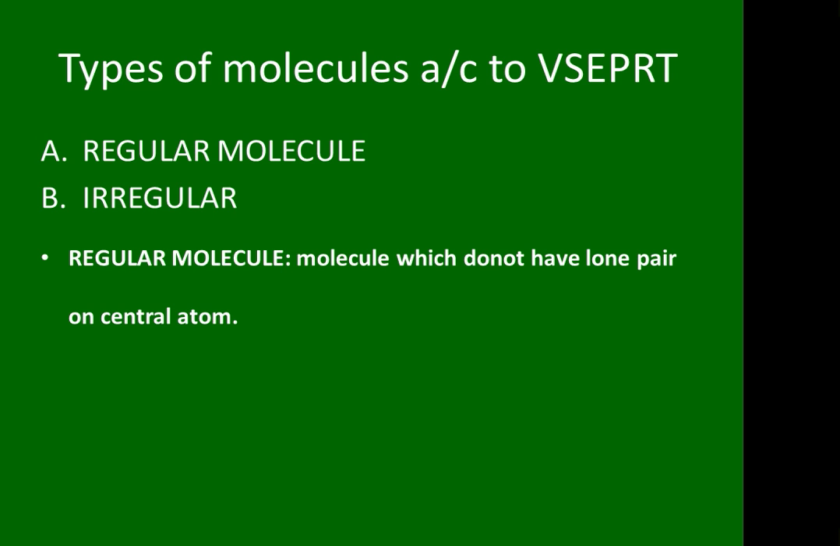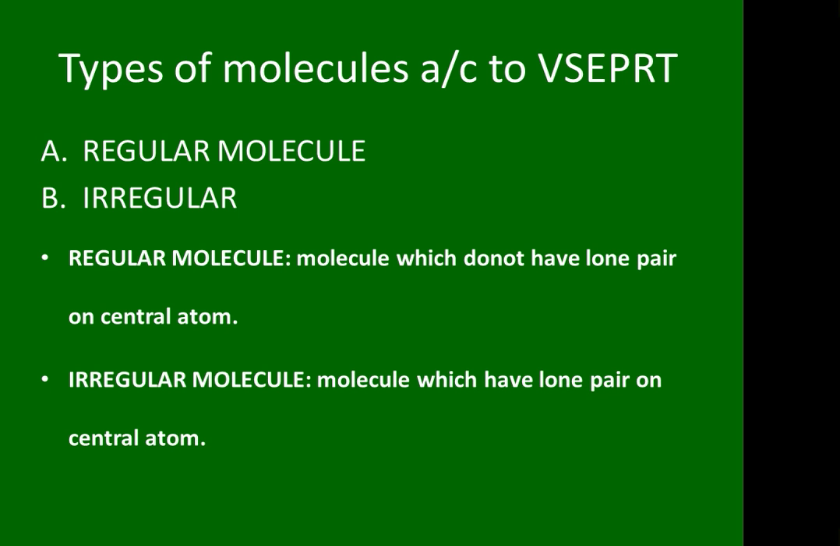So what is the basic definition of regular molecules? Molecules which do not have lone pairs on the central atom, like methane, like BeCl2, like BF3. Come to the next, that is irregular molecules. Molecules which have lone pairs on the central atom are called irregular molecules. The central atom possessing lone pairs of electrons may undergo repulsion, and that repulsion may be responsible for deciding their geometries in space.